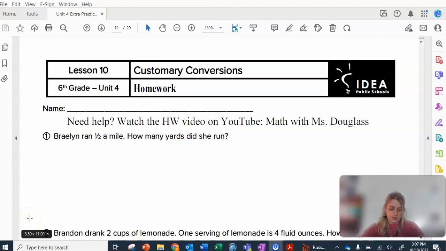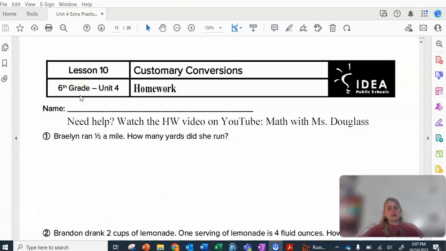All right, so I don't even have my tablet plugged in. We're doing customary conversions today. You still need your star chart, which is the second to last page of your workbook. And you need to set up a ratio table for each problem.